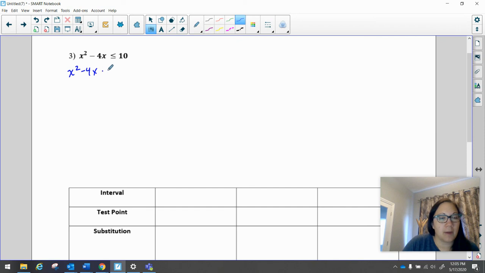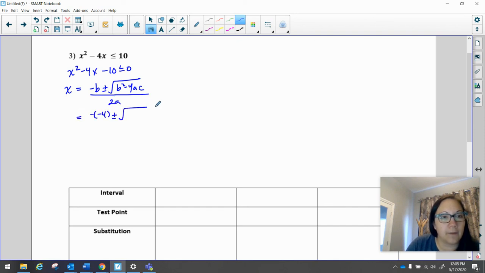Okay, so we're going to start by moving the 10 over, setting one side equal to 0. Is this factorable? Please be factorable. I can't think of any two numbers that multiply to make 10 but add up to make negative 4. Unfortunately, we will have to do the quadratic equation again. So here's our quadratic equation. Let's hope something at least maybe simplifies here. So our b value is negative 4.